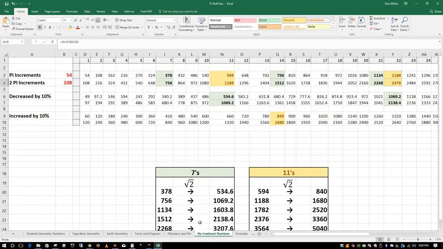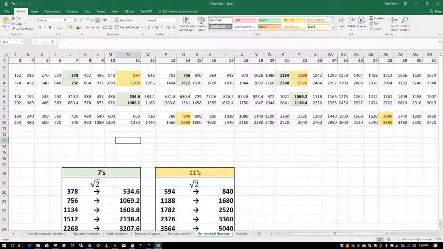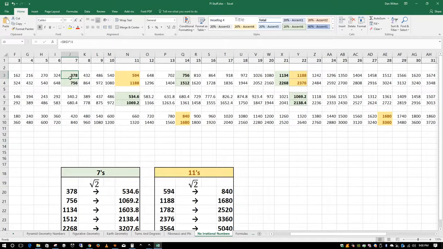So in order to get the square root of 2 values, something really interesting I discovered, and you've got to remember that all this is tied to geometry, okay? But all the numbers remain clean. So if you take all of these numbers here and you decrease them by 10%, so if you look up here, I've taken this number up here, 54, and I've multiplied it times 0.9, so I've decreased it by 10%. I did this all along the scale, and so what I discovered was that 378 times the square root of 2 is 534.6, and that falls into the 11 category here.